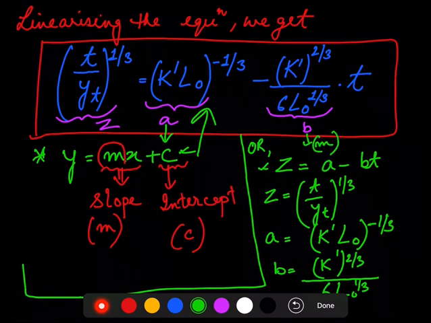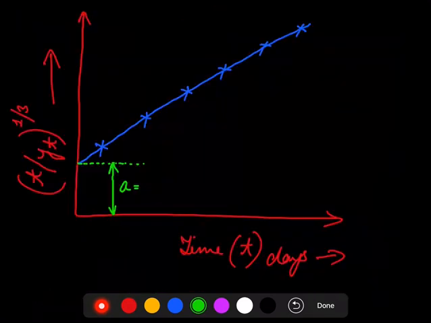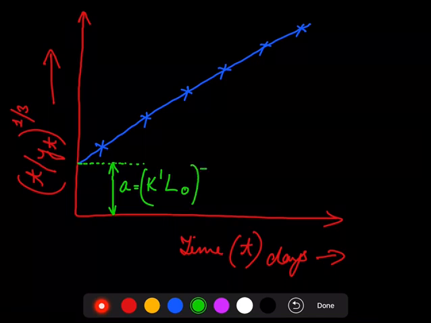Alright, I hope you have understood this. Then I'm going to this graph. So this is a. This was your intercept, so a is given as k dash L naught to the power of minus 1 by 3. And then we will find the slope. Let's say we want to find the slope between these two points.